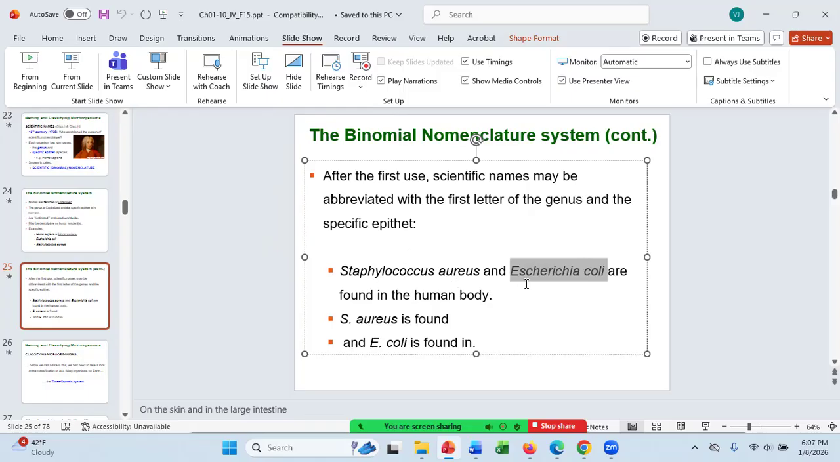E. coli is found in everyone's gut, in the colon and the large intestine. Actually, E. coli is something that helps us digest our food. All right, any question about any of that?